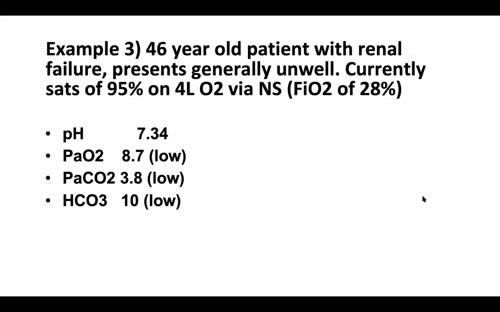It's meant to say example 4. So, a 46-year-old patient with renal failure presents just generally feeling rubbish. Currently sats of 95%, so they are maintaining saturations on 4 liters of oxygen via nasal specs. If we look at that little table that we saw earlier, that's an FiO2 of 28%. So 7.34, is that low, normal, or high? So it's slightly low, isn't it?